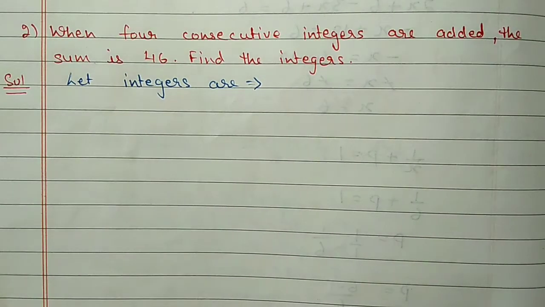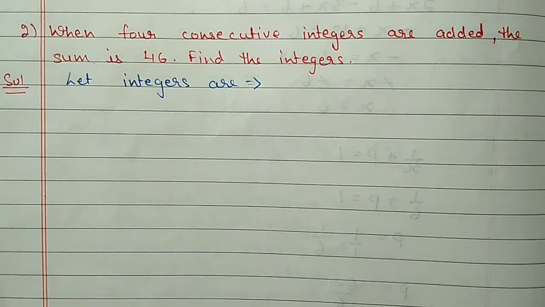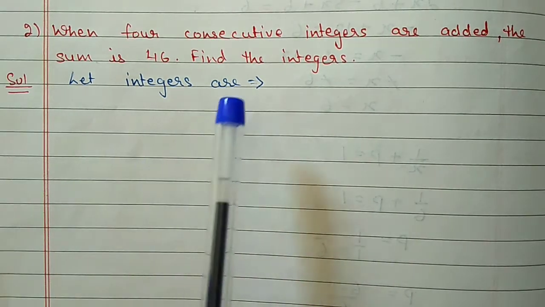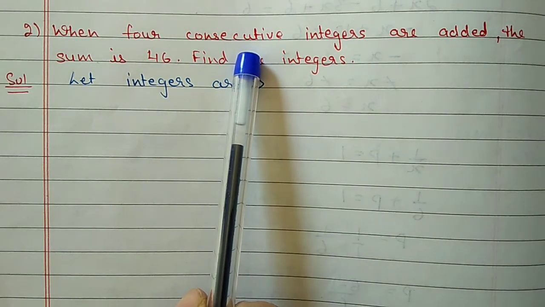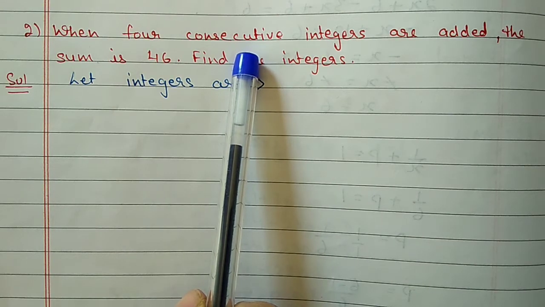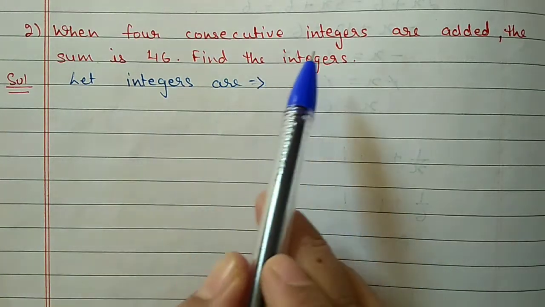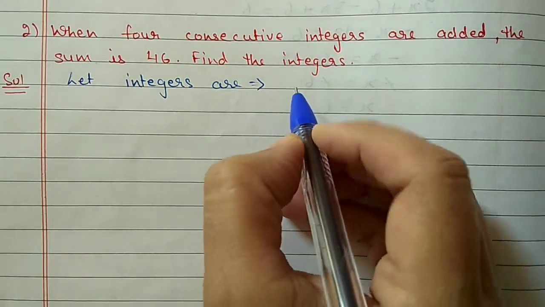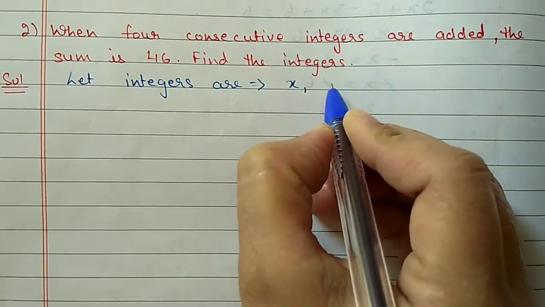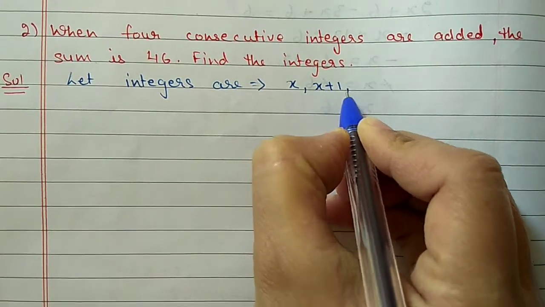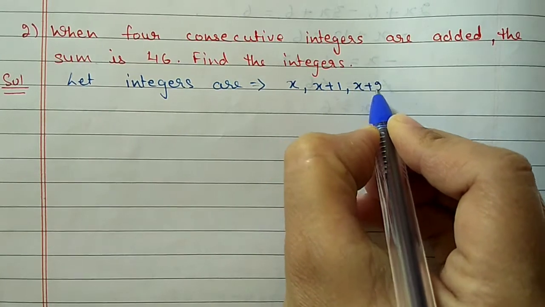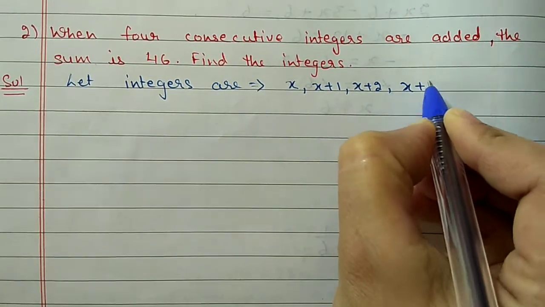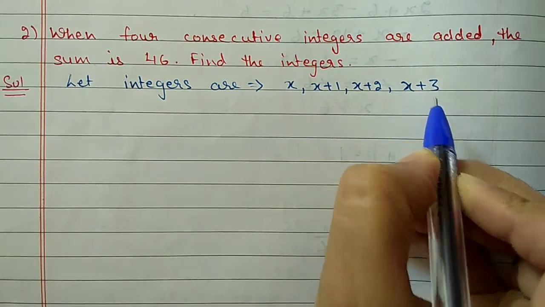Next, question number 2. When 4 consecutive integers are added, the sum is 46. Find the integers. So here the word consecutive means which are in continuity, like 2, 3, 4, 5. Like this we have to take continuous integers, and we have to take here 4 consecutive integers. So let the integers be: first is x, then next will be x plus 1, then x plus 2 and x plus 3. These are the 4 continuous integers.